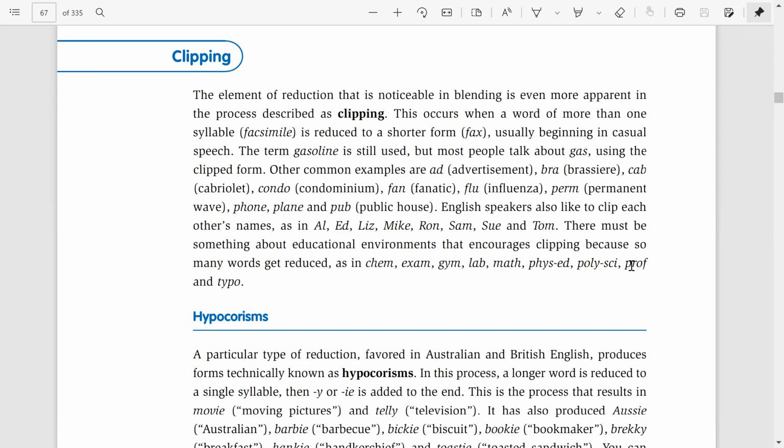So there are so many other words. You can find so many examples of clipping. You can Google them and find them on your own, and you can also see those examples around you in your daily communication.